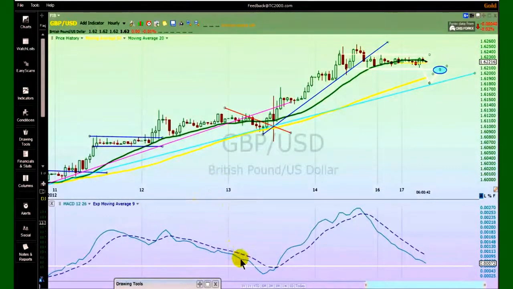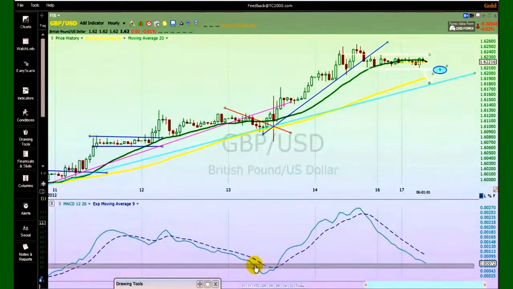So MACD crosses below the zero line. That's the second stable data for MACD. MACD crosses below the zero line. All right, he's telling us that the price should remain below the simple moving average 50. The simple moving average 50 is the yellow one here.